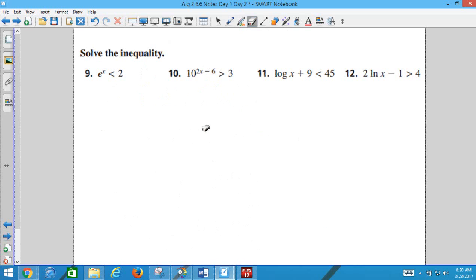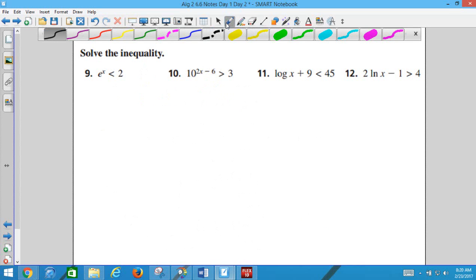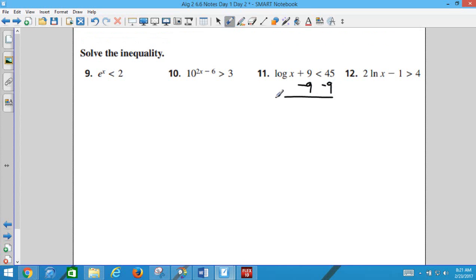Okay, number 11. What do we need to do first? Actually, I'm going to subtract the 9 first, because the x plus 9 is not in parentheses with the log, so the 9 is actually separate from the log. So I'm going to get rid of the 9 first. We need the 9 gone first.